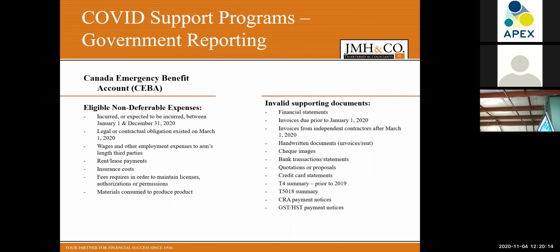So I've just flipped forward one slide here, and it shows on the right-hand side what they consider invalid supporting documents. So they don't want to see financial statements. They don't want you to send in a copy of your financial statement saying, here's my 40,000 of expenses, I have more than that. They actually need all of that detailed support behind those expenses. Any invoices prior to January 1st, 2020 will be immediately thrown out. Any invoices from contractors after March 1st, 2020. Now, caveat that with, if you had a contract in place where it was a monthly fixed fee, then you will be okay.